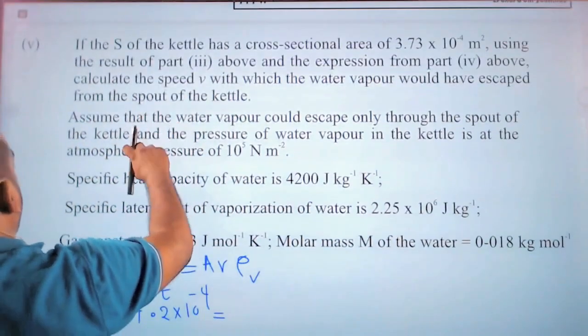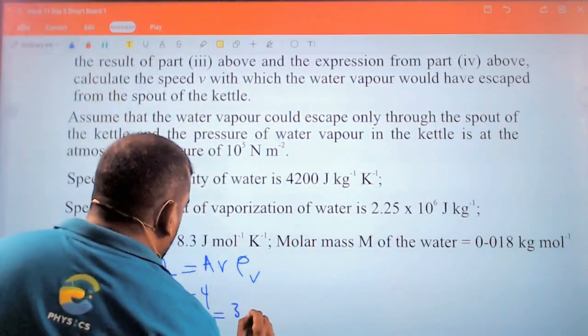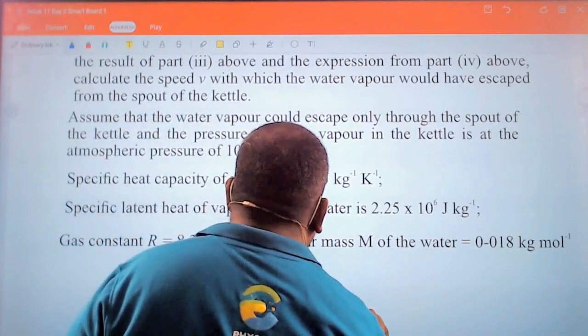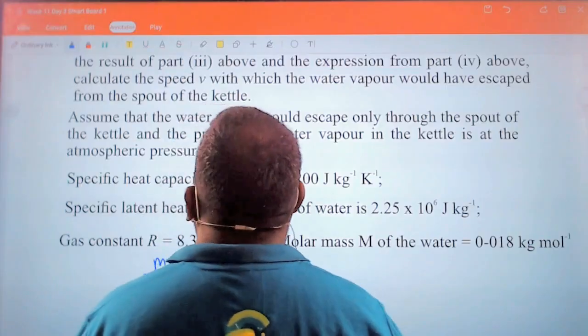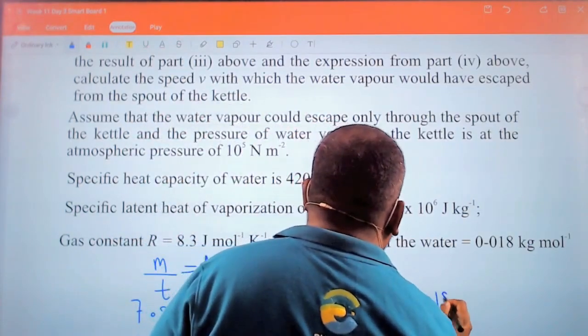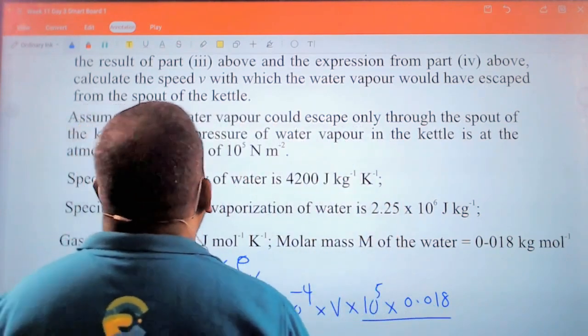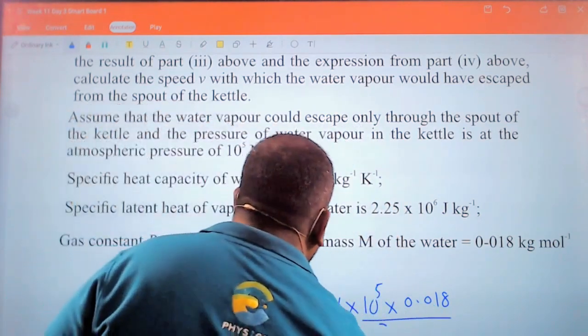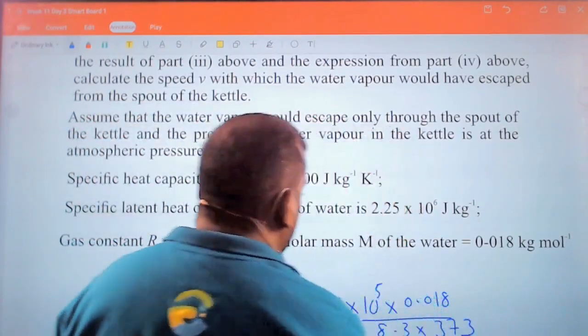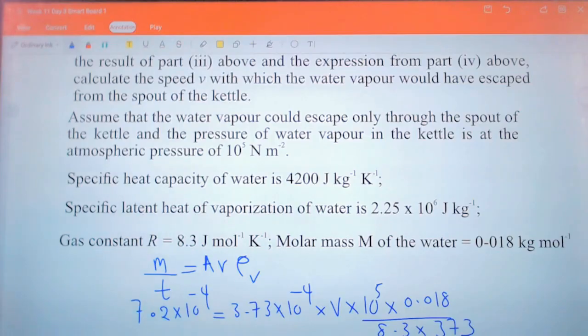3.73 10 to the power minus 4. Velocity we don't know. Pressure, PV = nRT, pressure 10 to the power 5. Molar mass 0.018. R is 8.3. Temperature where boiling takes place 100, so 373. Okay, so when you simplify this, you can find the velocity.